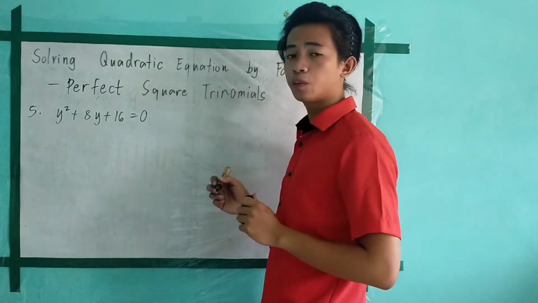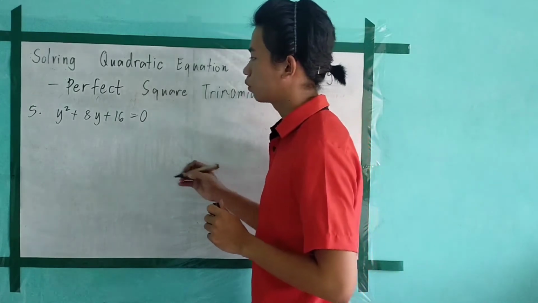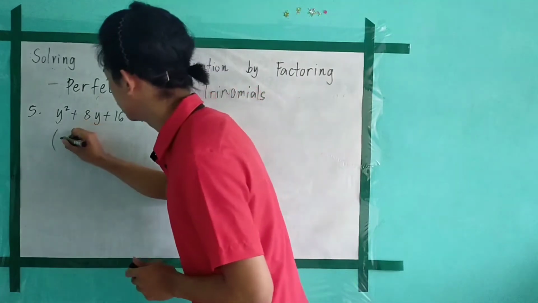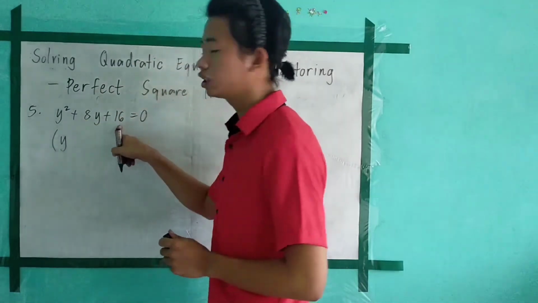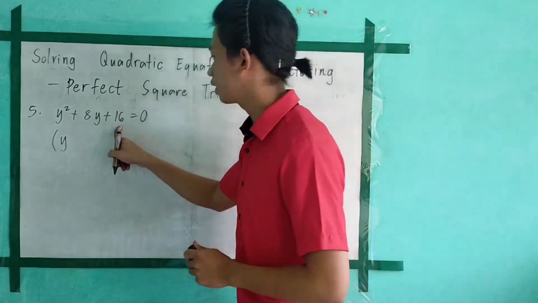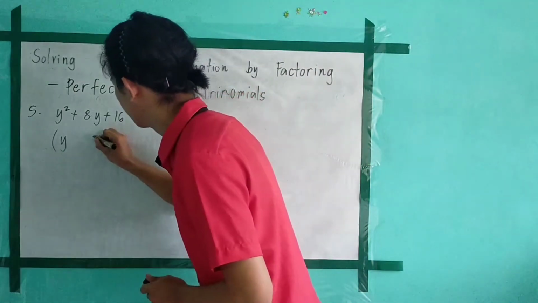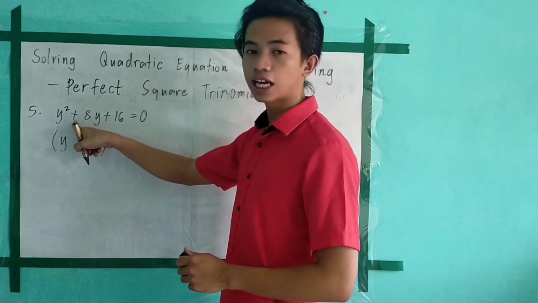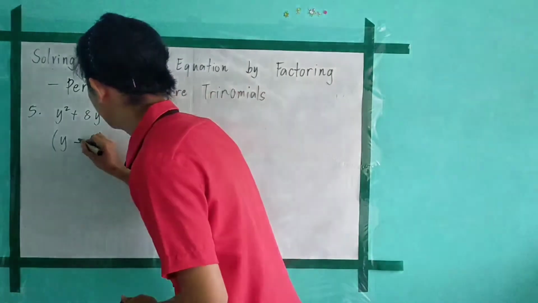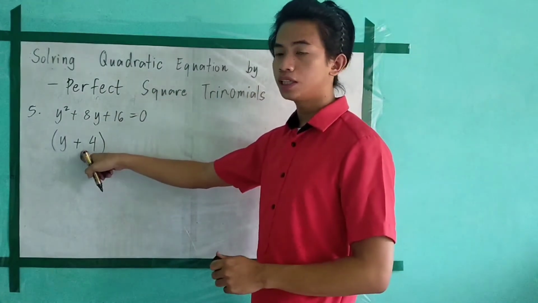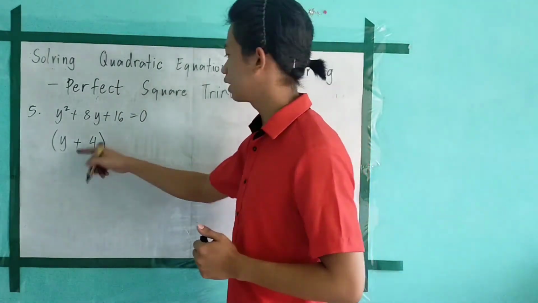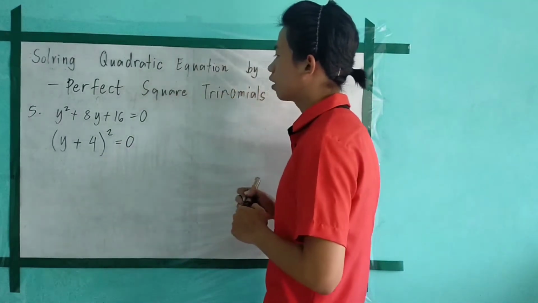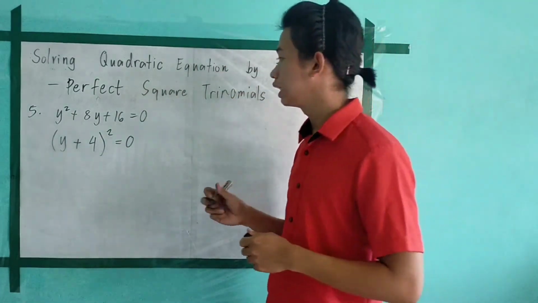So ang technique kapag perfect square trinomials, pag kukunin ng factors, square root of first term, that is y, and square root of the third term of our trinomial. Square root of 16, we have 4. And then, copy the sign of our middle term. We have positive, therefore, positive din ang gamitin natin. Then, last step, square natin siya is equal to 0. So, that is the factor of our perfect square trinomial.